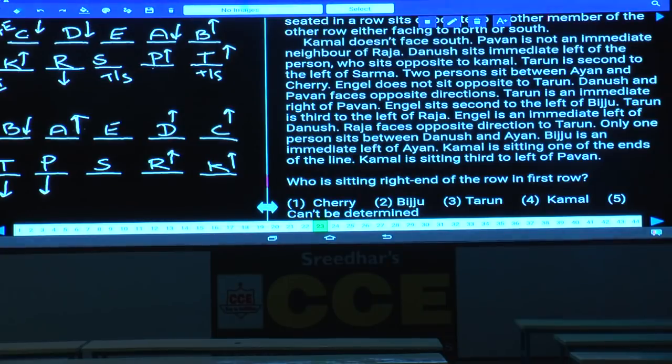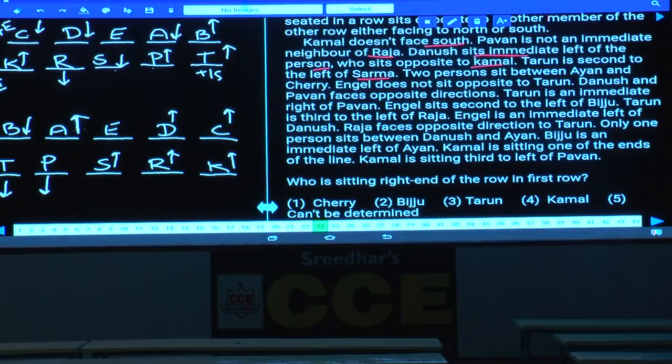Now Kamal does not face south, Kamal is facing north. Pawan is not an immediate neighbor of R. Dhanush sits to the immediate left of the person who sits opposite to Kamal. Tarun is seated second to the left of S. As Tarun is seated second to the left of S, in this case S must be facing south, and in this case S must be facing north. Done? And there is no information given about this E. Now this E direction cannot be identified.